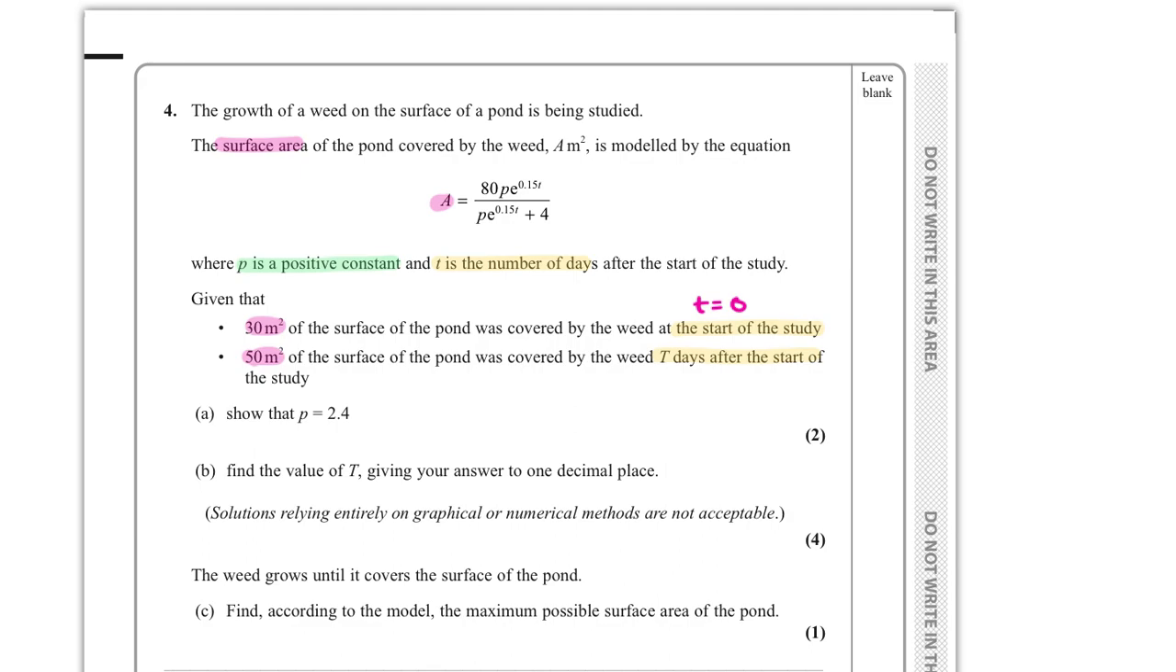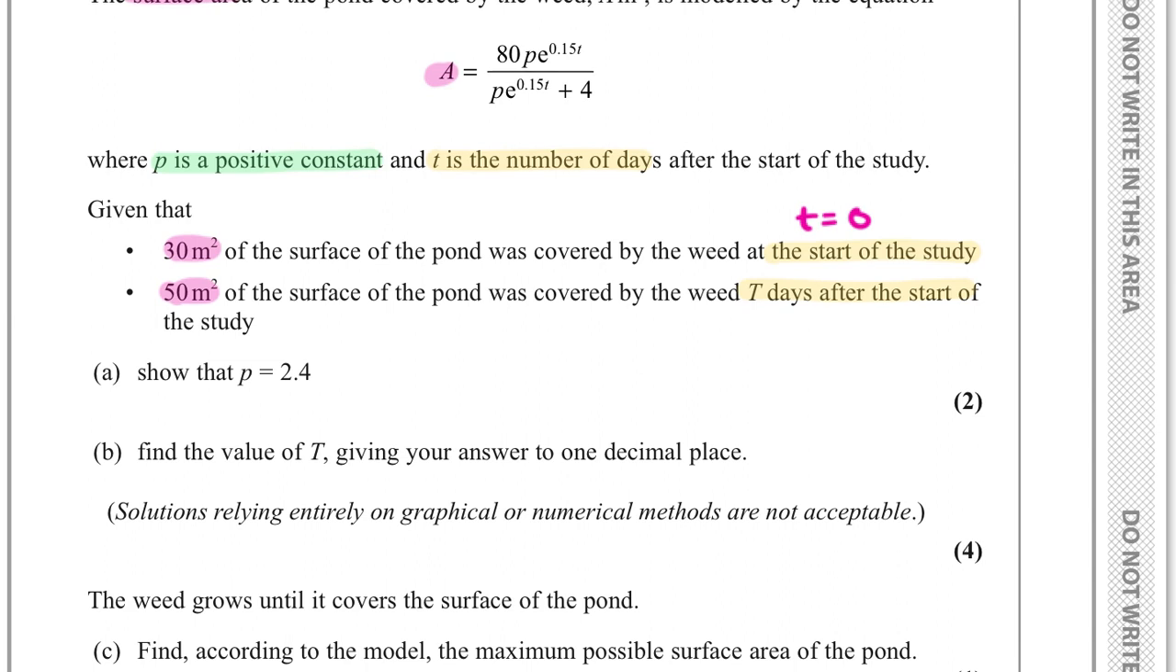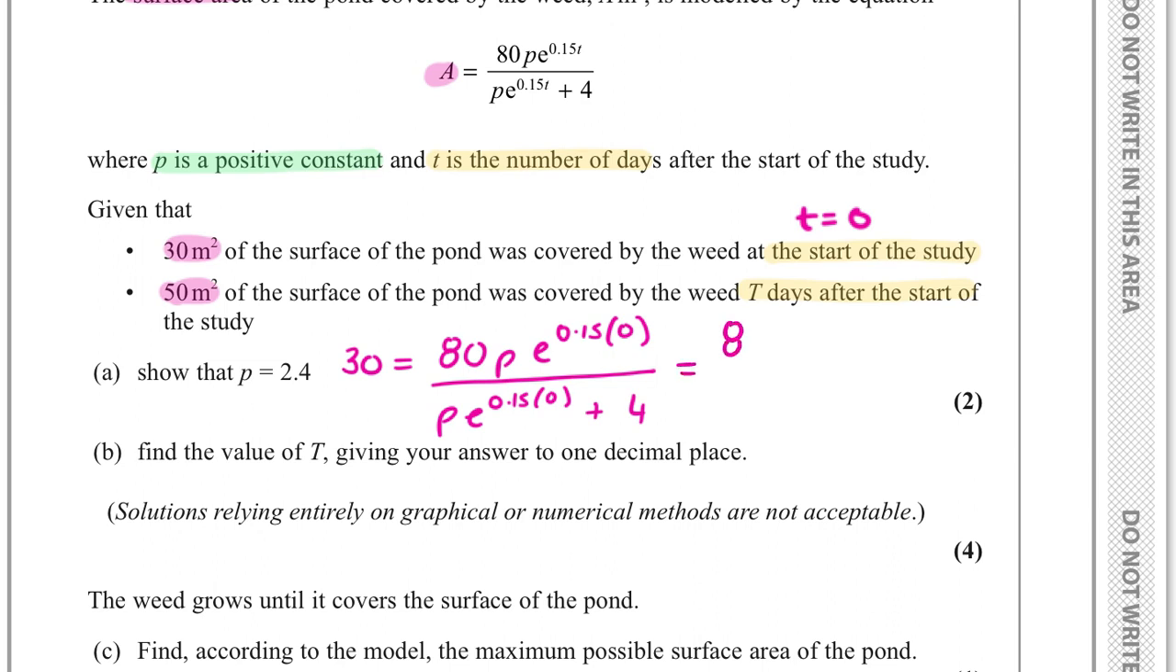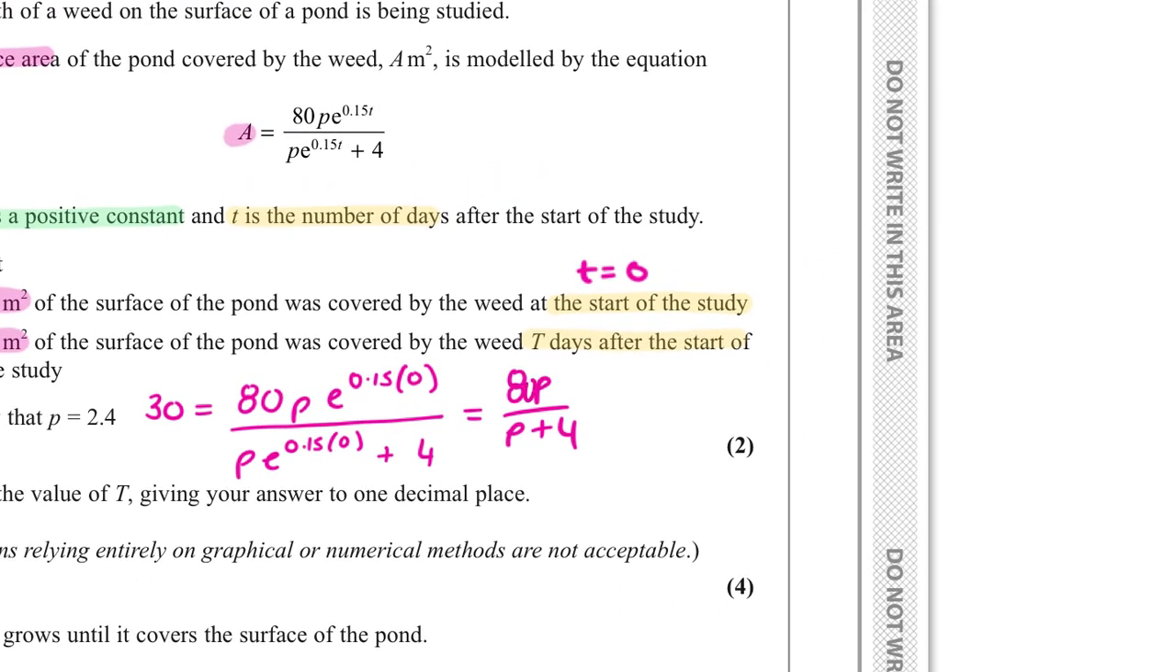Okay, so we're going to use the first bullet point because the second one's not going to give us really any information. And all I'm going to substitute is 30 equals 80. Now remember, we're trying to find P. E to the power of 0.15 to the power of 0 over P E to the 0.15 to the power of 0 plus 4. Now we know anything to the power of 0 is 1, so we're going to have 80p over p plus 4. Oh, sorry, forgot the 0.